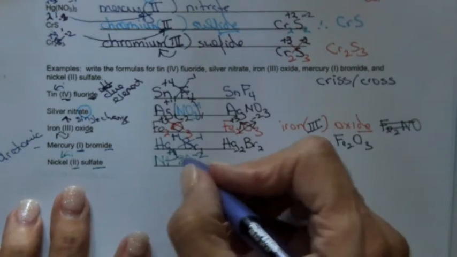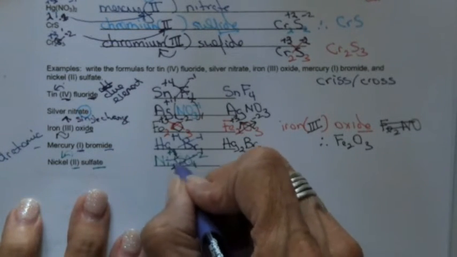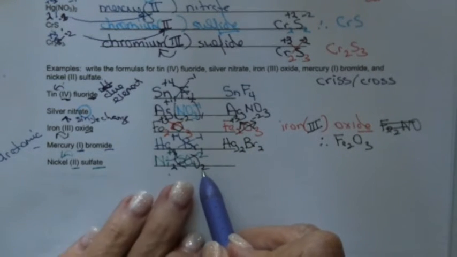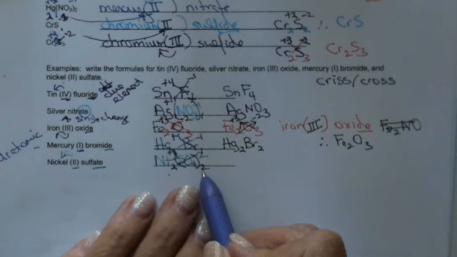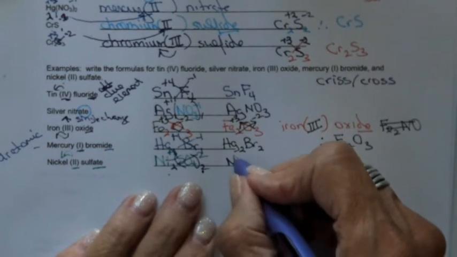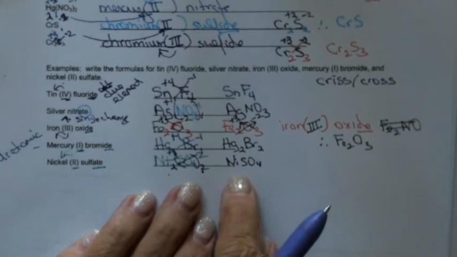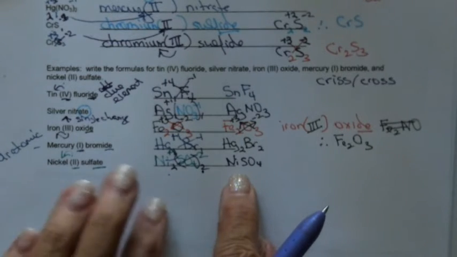crisscross. The kids usually say applesauce, so I'm going to take this 2 and put it there, this 2 here. I have 2's and 2's. Therefore, I must reduce, just like in math, 2 divided by 4 is 1/2. Your teacher would be kind of upset with you if you wrote 2/4. You must get the lowest combination. Because I am reducing, I will no longer need the parentheses. So my final answer is NiSO4.